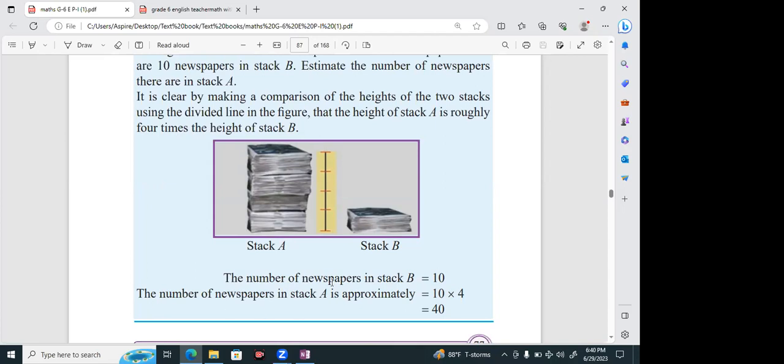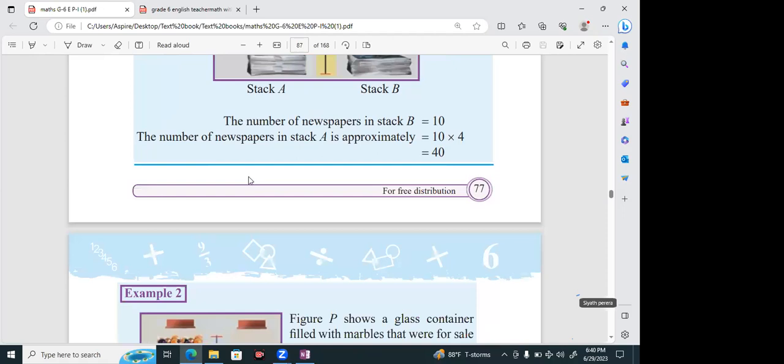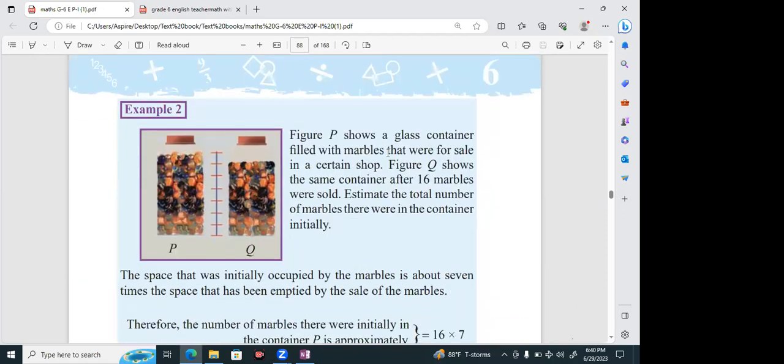10ක් තියෙනවා. The number of newspapers in stack A is approximately, we can say that 10 times 4, because there are 10 such units like stack B. So we can say there may be 40 newspapers in the stack A. It is the estimated answer. Okay. In the example 2 also, here figure P shows a glass container filled with marbles that were for sale.